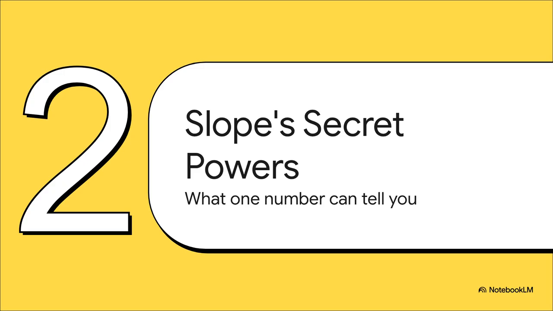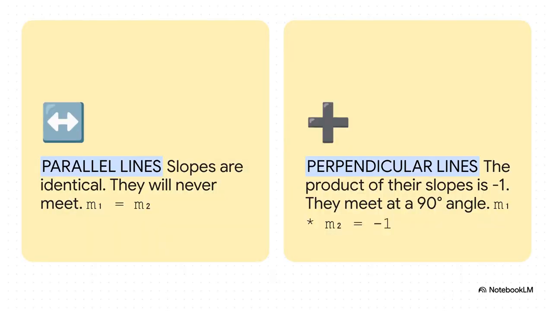That one little number doesn't just describe how steep something is. It holds all of a line's secrets. It unlocks a ton of information about how it's going to behave. You want to know if two lines will ever meet? Just look at their slopes. Seriously. If the slopes are identical, the lines are parallel. They're just going to run alongside each other forever. And if you multiply their slopes and get -1, bam, they're perfectly perpendicular, meeting at a perfect 90-degree angle. The slope instantly tells you everything about their relationship.